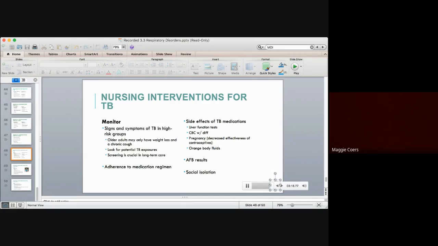All right, and then also, as nurses, we need to monitor the effects of social isolation, like depression. Okay, because patients with tuberculosis do have to be isolated, especially active tuberculosis.